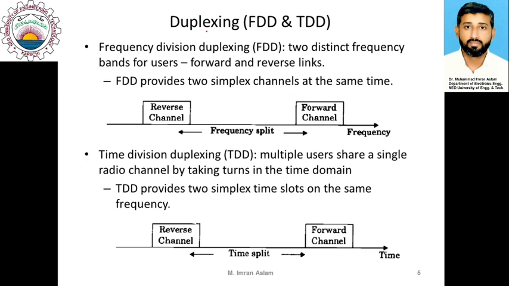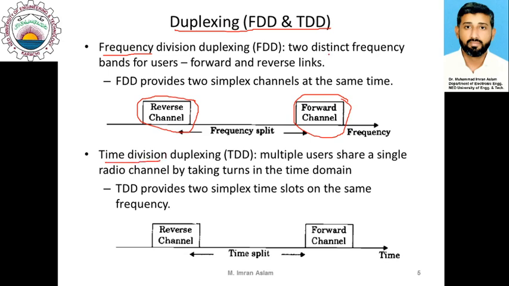So let us quickly recall duplexing, because in order to have two-way communication, we need duplexing, because we have to carry two types of signal, one in the forward channel and second in the reverse channel. In duplexing, we generally use either frequency division duplexing or time division duplexing.